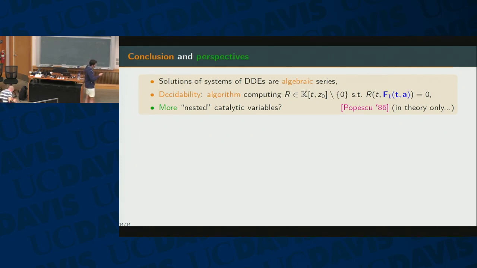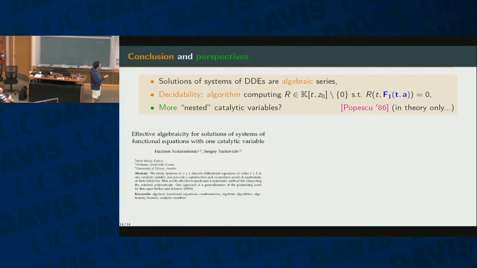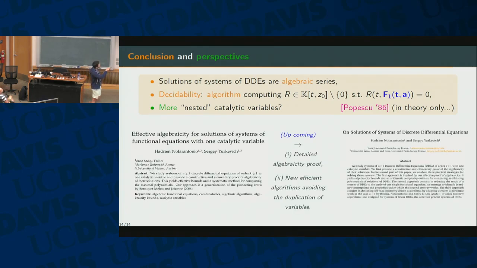And just to spoil a little bit, we are currently working on making more efficient strategies, on designing new algorithms which avoid this duplication of variables argument, which is usually very nice for showing some algebraicity result, but in practice it's usually an overkill. So we are currently working on it, and it will rely mostly on the use of effective algebraic geometry and Gröbner bases. Okay, so thank you for your attention.